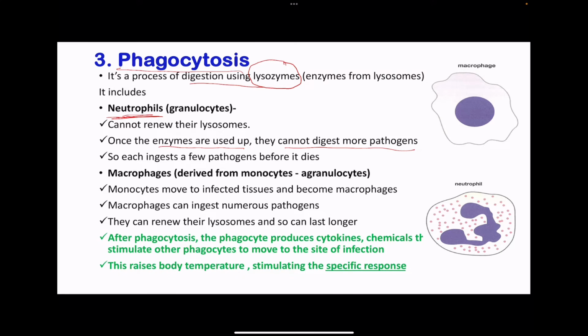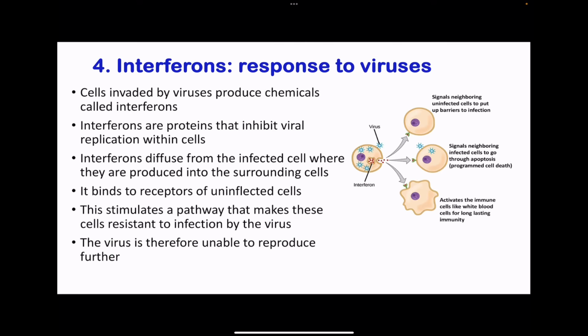and so they only ingest fewer pathogens before they die. Macrophages also participate in phagocytosis. They are usually monocytes, but when they move into the tissues, they become macrophages. And these macrophages ingest numerous amounts of pathogens because they can renew their lysosomes, so they last longer. When phagocytosis is done, the phagocyte produces cytokines, and these chemicals will stimulate phagocytes to move to the site of infection. This is going to raise body temperature, stimulating specific immune response.